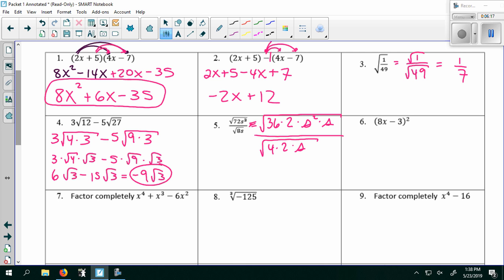Okay, now take the square root of each factor separately. So the square root of 36 is 6, and the square root of S squared is S. And then what's under the radical, I still have this 2 and this S that can't be simplified. And then in my denominator, the square root of 4 is 2, and I still have a 2 and an S under the square root that can't be simplified. Those cancel. And 6 over 2 is 3, so this simplifies to 3S.